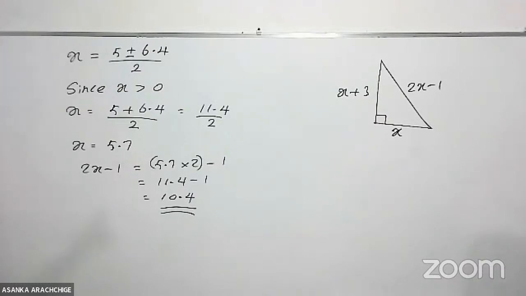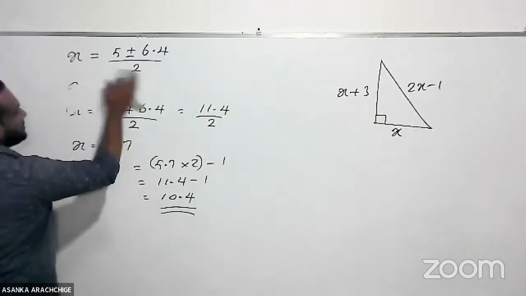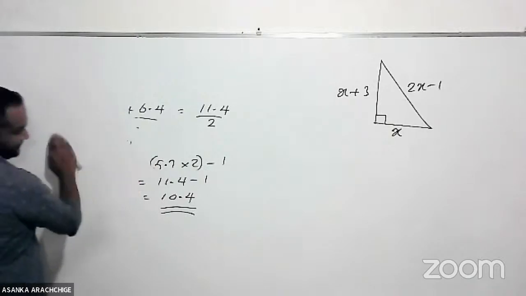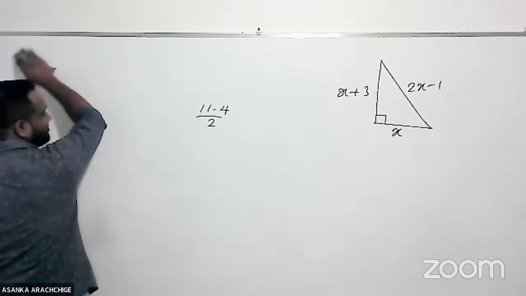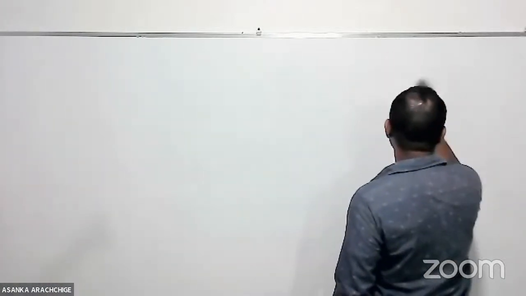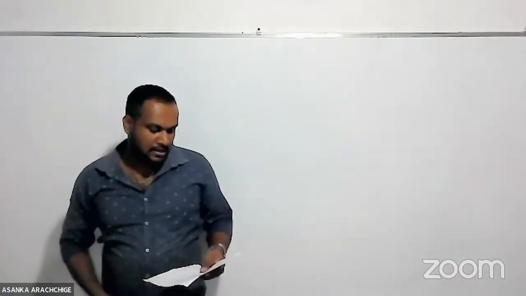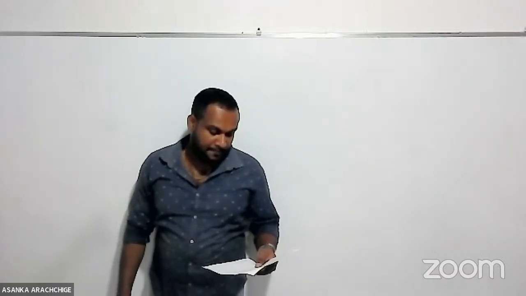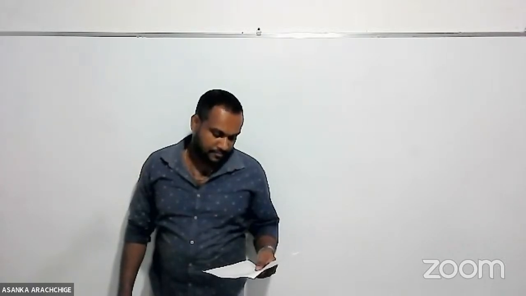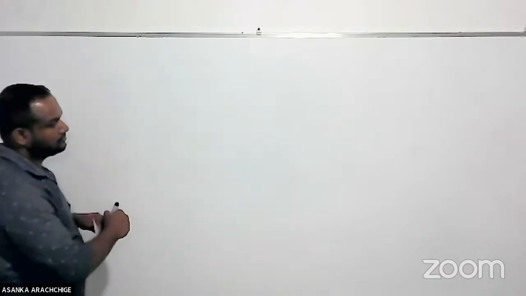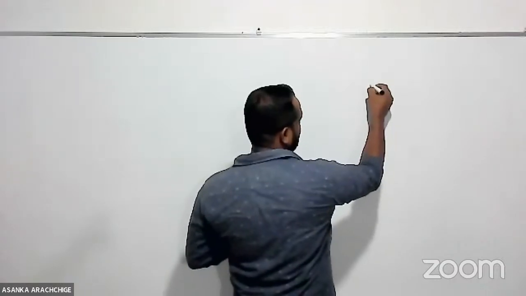Now it's time to discuss the last question. That is from trigonometry. Starting from the location A, Kamal travels 12 meters to the north and arrives at the location B as shown in the figure. Right. This is the given figure.